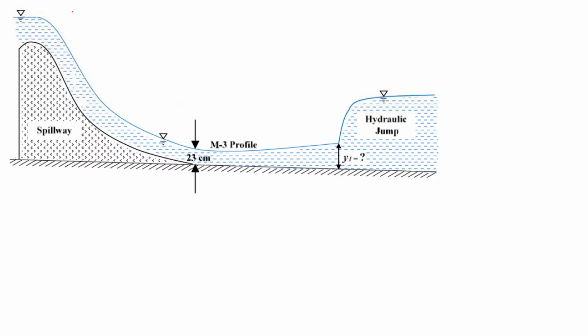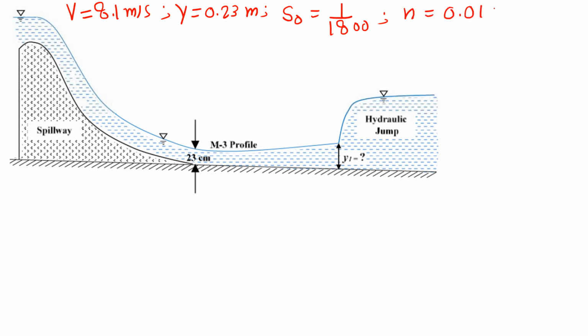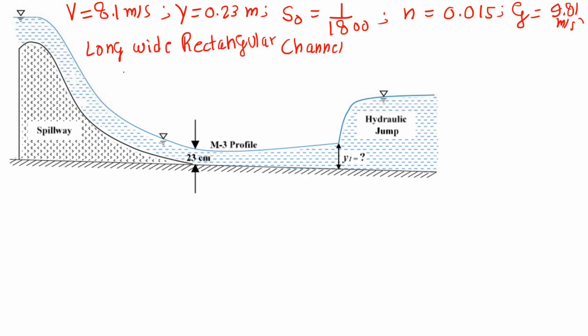First, let us see what data is given to us. Velocity is 8.1 meter per second at the toe of the spillway, where depth is 0.23 meters, and the slope of the bed channel S0 is 1 by 1800. Manning's coefficient is 0.015. Acceleration due to gravity is 9.81 meter per second square. It is also stated that this is a long, wide, rectangular channel, which means that its width is much greater than its depth.